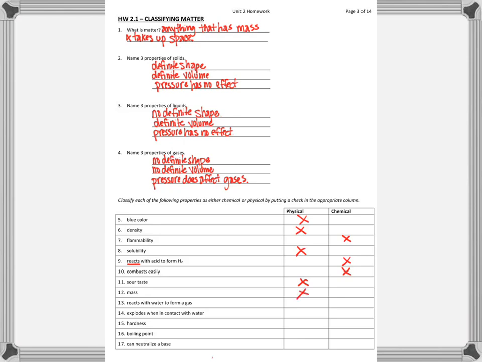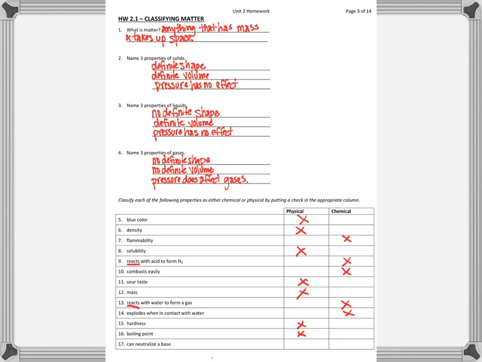Mass, physical property because you can observe it. Reacts, again, we see reacts, so automatically it's going to be chemical. Explodes, well, in order for us to see that it's explosive, we need to see it take place, so that would be a chemical property. Hardness will not change our matter. Boiling point, when we boil water, it's still water regardless of whether it's boiling. So again, it doesn't change to something else. And 17 is a little tricky.